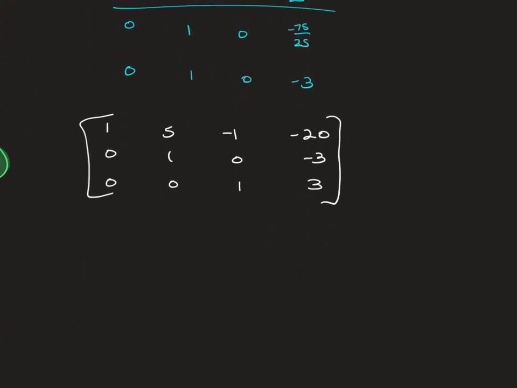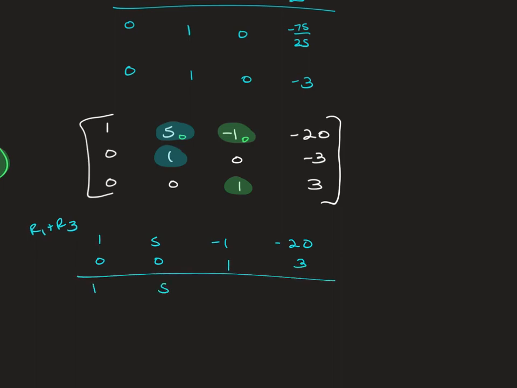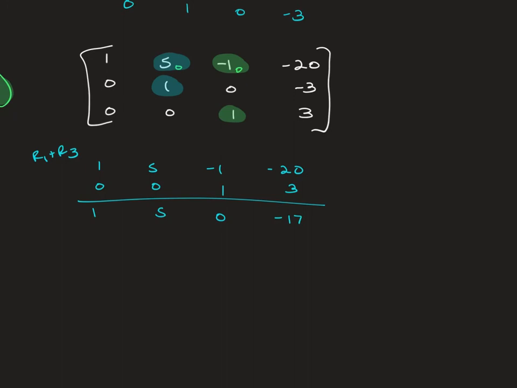So now we need the zeros in these locations, and it doesn't matter what order we get it in. If we're going for this 0, we have to combine it with row 3, and if we're going with this 0, we have to combine it with row 2, otherwise they won't cancel. So let's say we get that negative 1 first. Row 1 plus row 3 will actually cancel that out. So 1, 5, negative 1, negative 20, plus 0, 0, 1, 3, and I get 1, 5, 0, negative 17. That replaces row 1. 1, 5, 0, negative 17; 0, 1, 0, negative 3; and 0, 0, 1, 3.